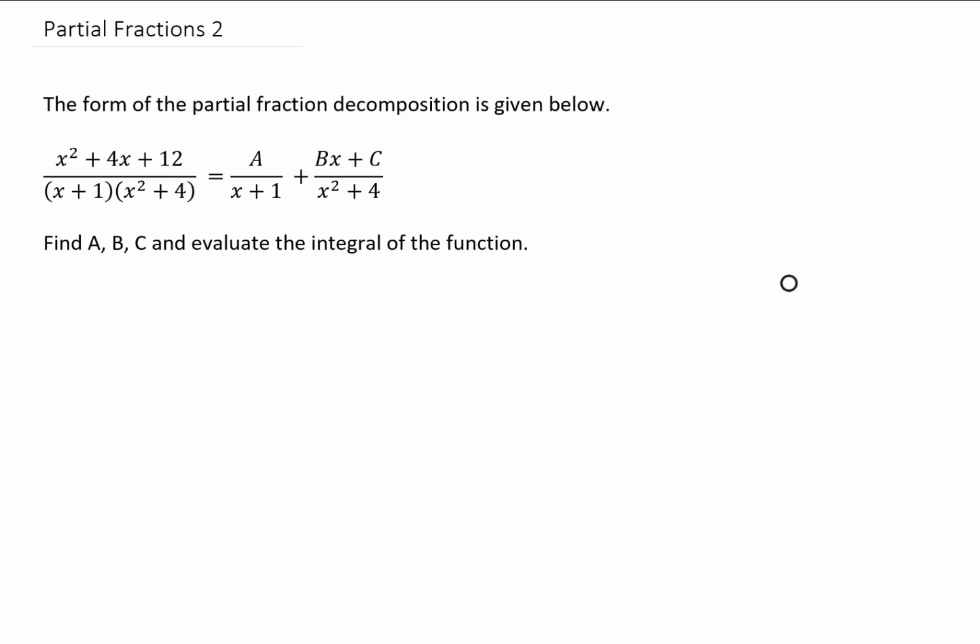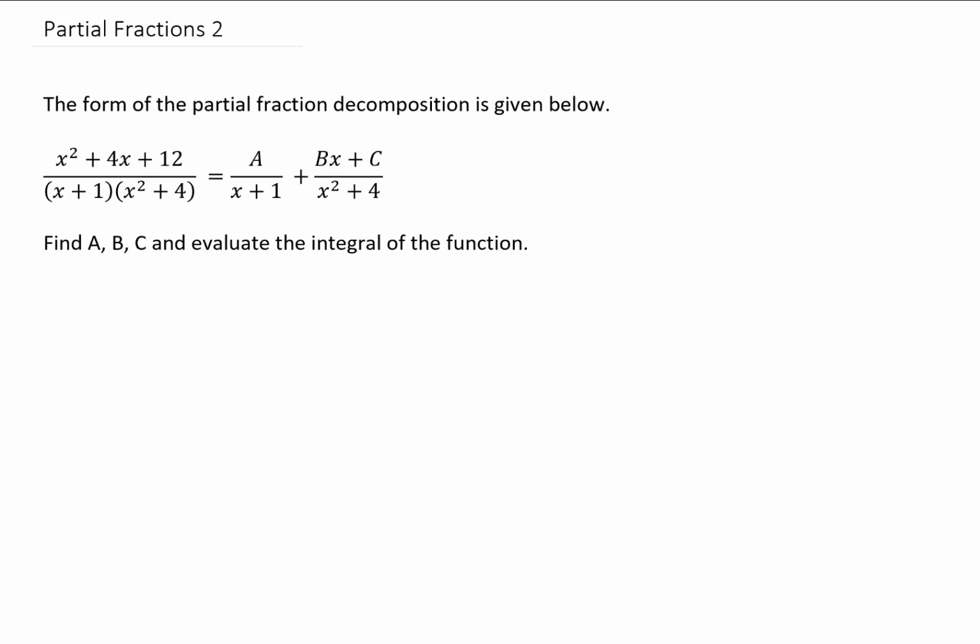We're just asked to perform a partial fraction decomposition. Notice that the partial fraction is already set up for us. We have what we call a linear term in the denominator here, therefore we have a constant in the numerator. And in the next term we have a quadratic term in the denominator, therefore we have a linear numerator.